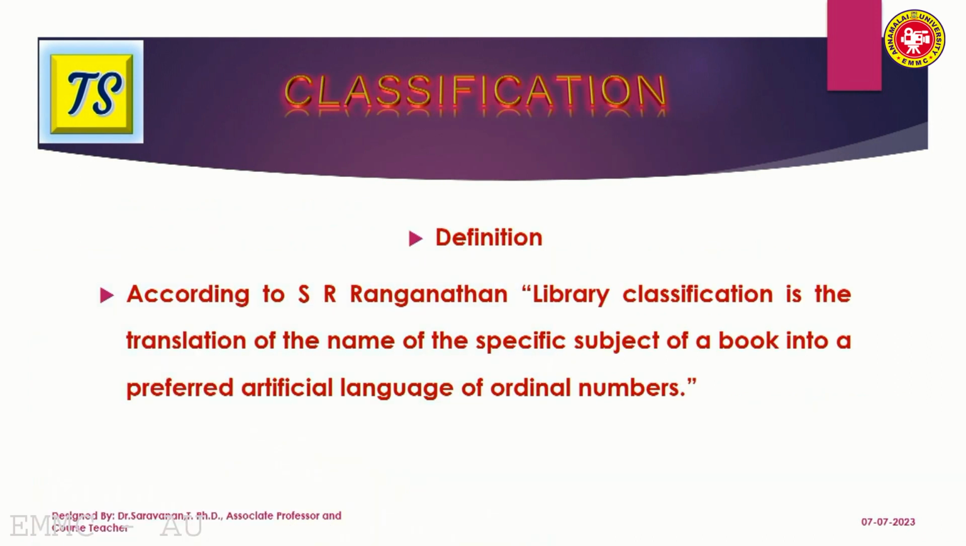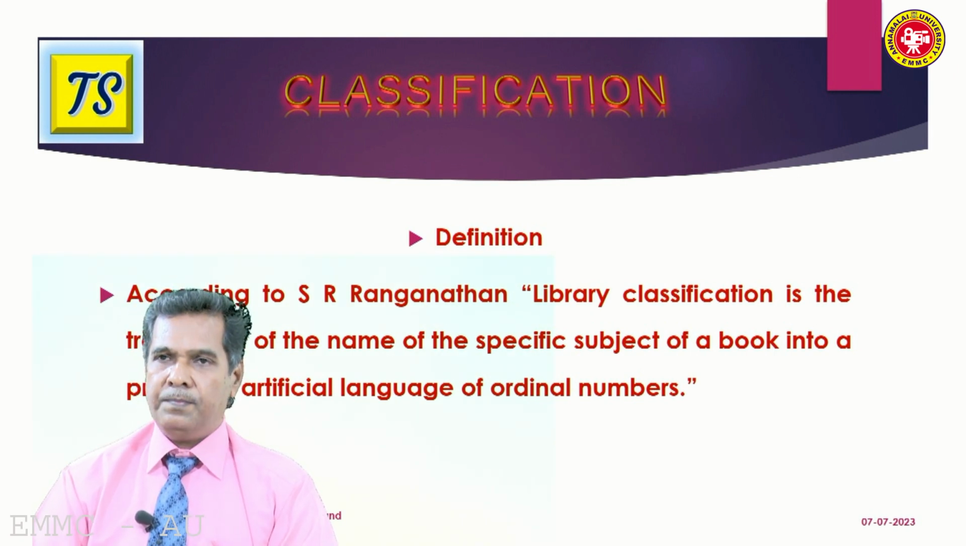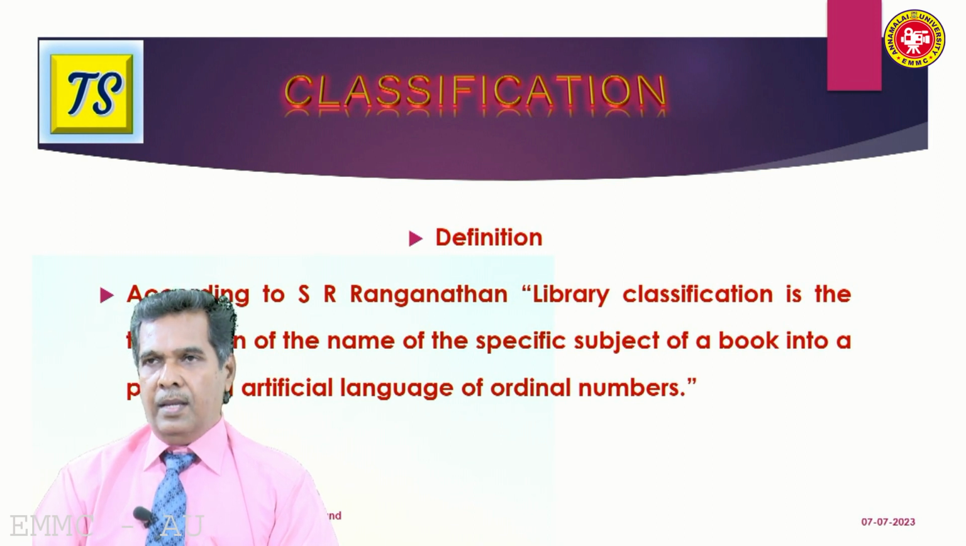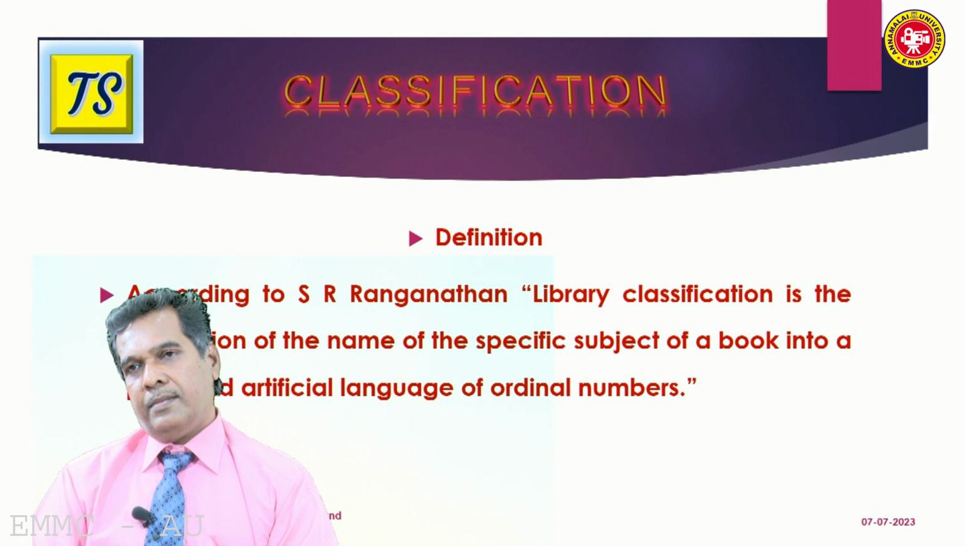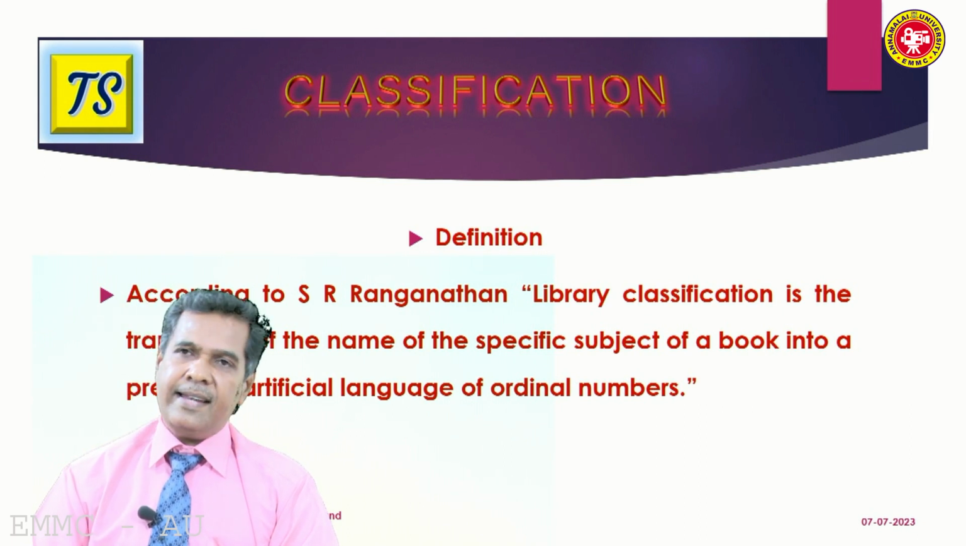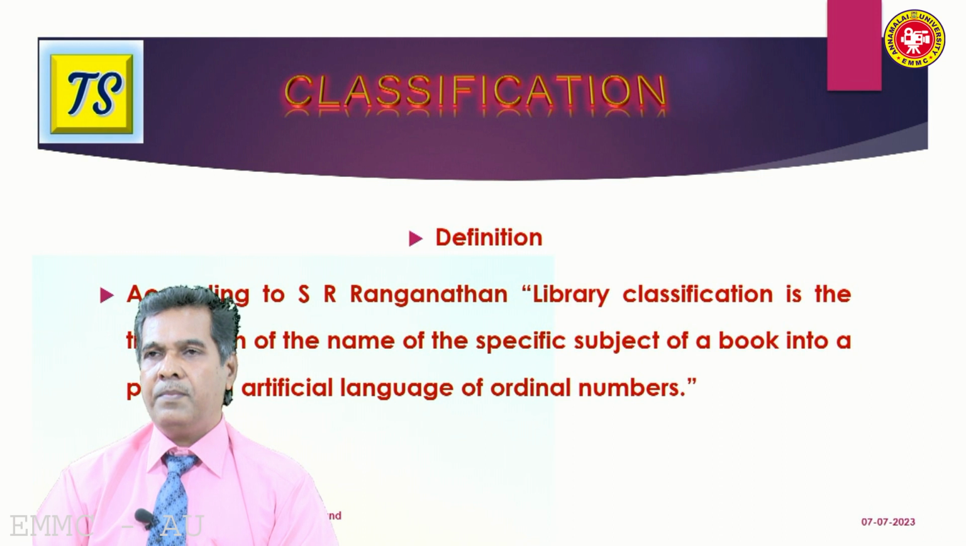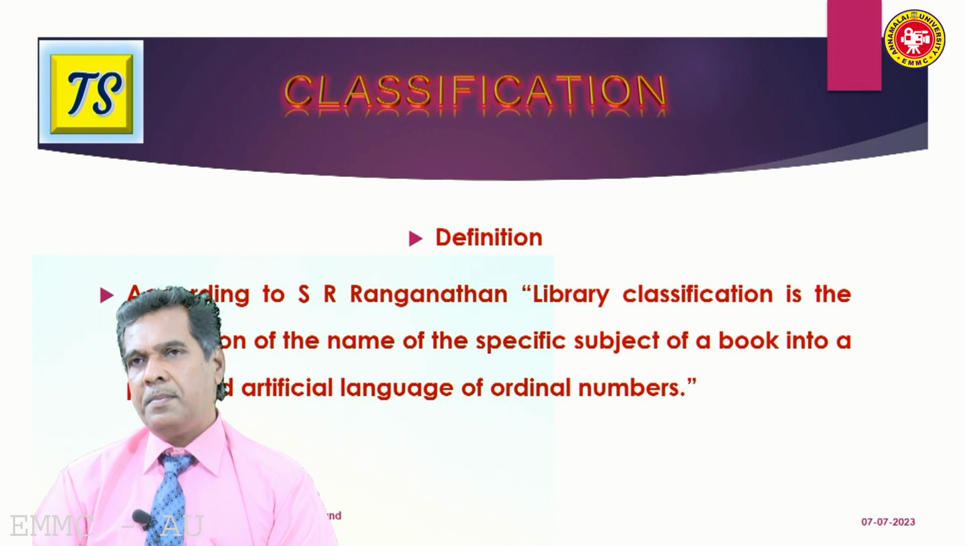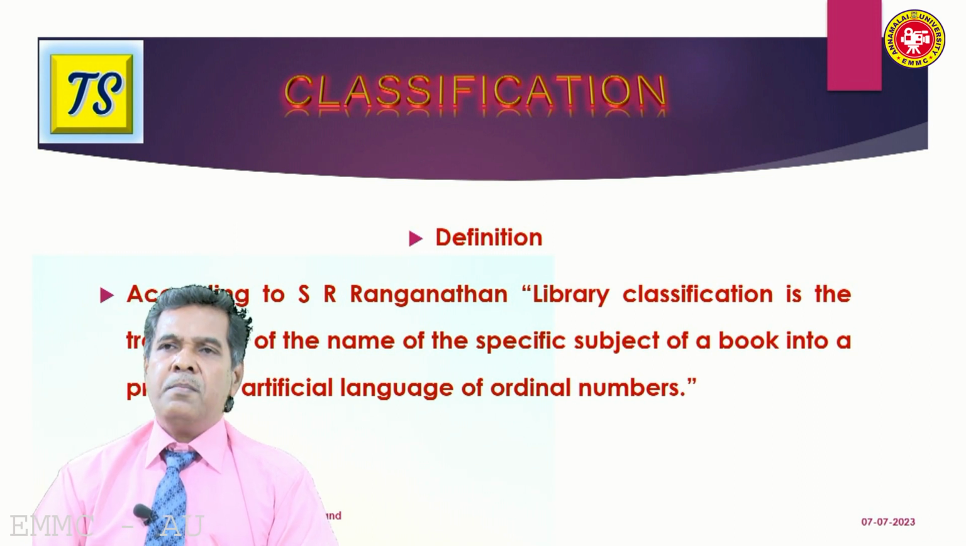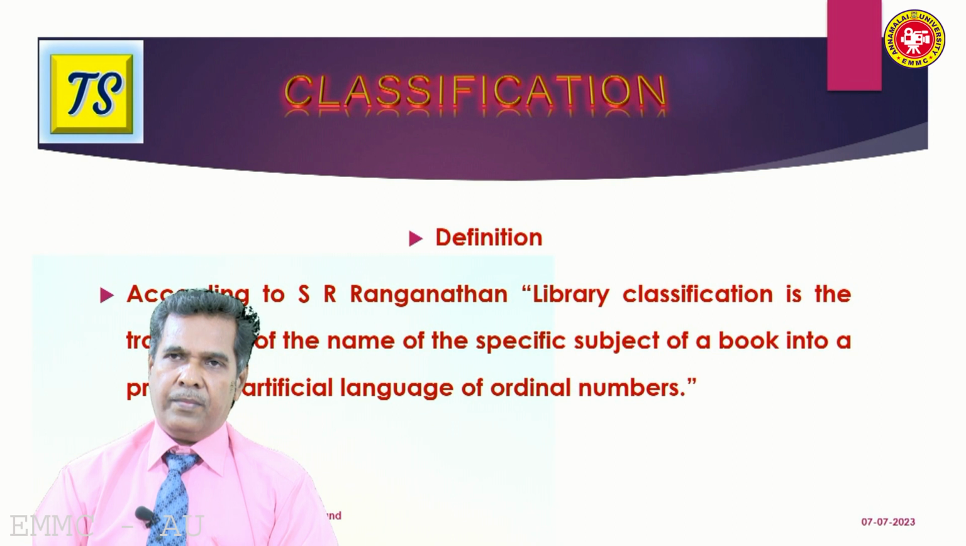First, let me explain the basic definition of classification. According to Ranganathan, library classification is the translation of the name of the specific subject of a book into a preferred artificial language of ordinal numbers. As you know, Ranganathan was a mathematician. He used mathematical concepts to build the colon classification scheme, and applied them in depth. Particularly, the ordinal numbers and the cardinal numbers need to be grasped by the students.